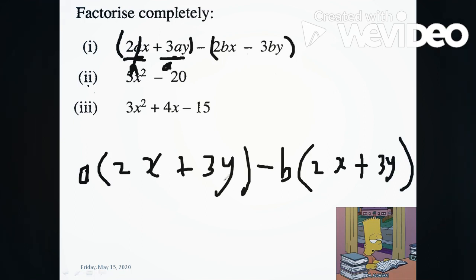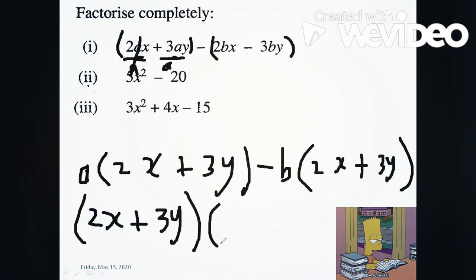So these 2 brackets are the same, so we're going to take out 1 as a factor. And what is left back is just a subtract b.